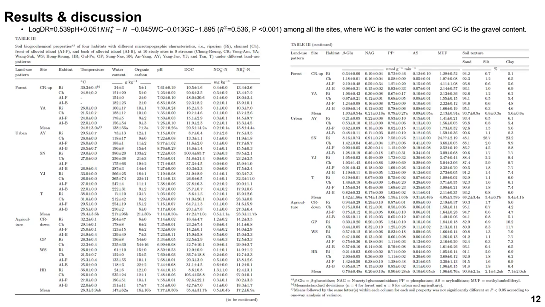And back in the material and method section, we divided 10 sites into the following categories in 9 streams to find out the soil biochemical properties. So as you can see here, log denitrification rate equals 0.539 pH plus 0.051 NH4+-N minus 0.045 WC minus 0.013 GC minus 1.895, with R square equal to 0.536, that means P is less than 0.001 among all the sites. WC is the water content and GC is the gravel content.